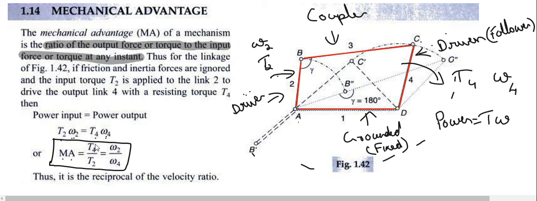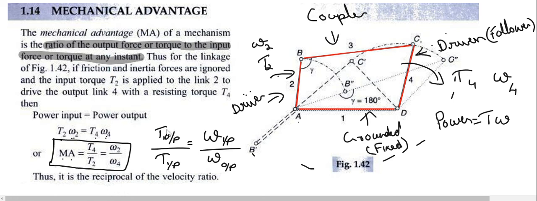That is either output torque by input torque or input velocity by output velocity. It is the reciprocal of velocity ratio. So torque output by torque input, or angular velocity input by angular velocity output. This is the mechanical advantage.